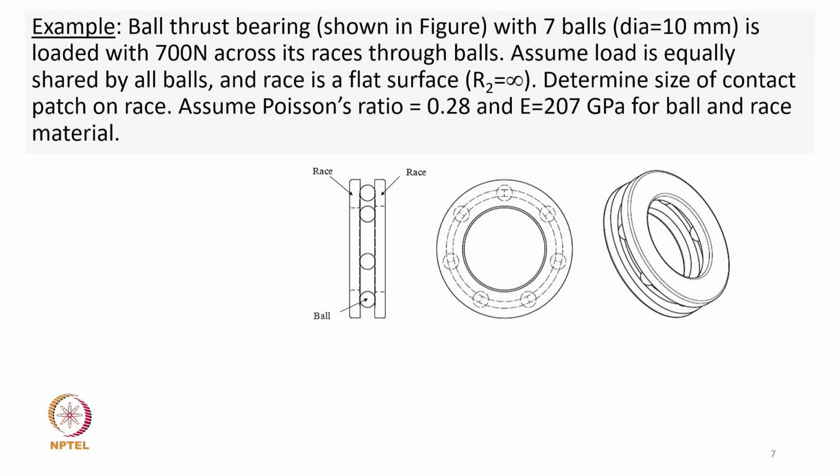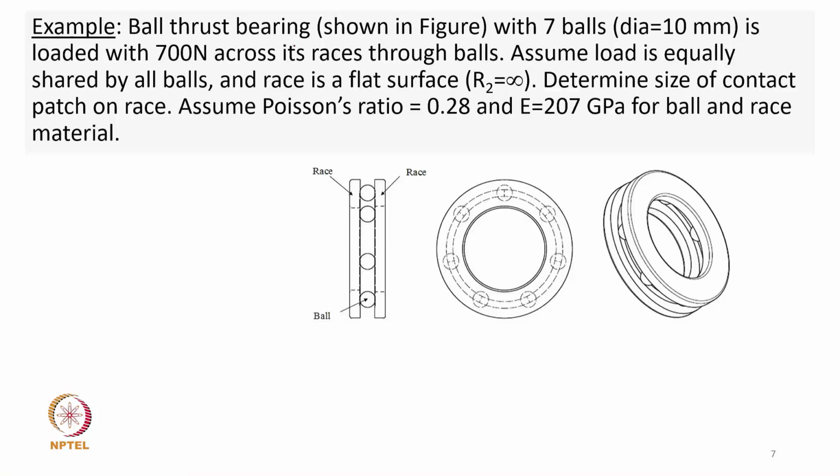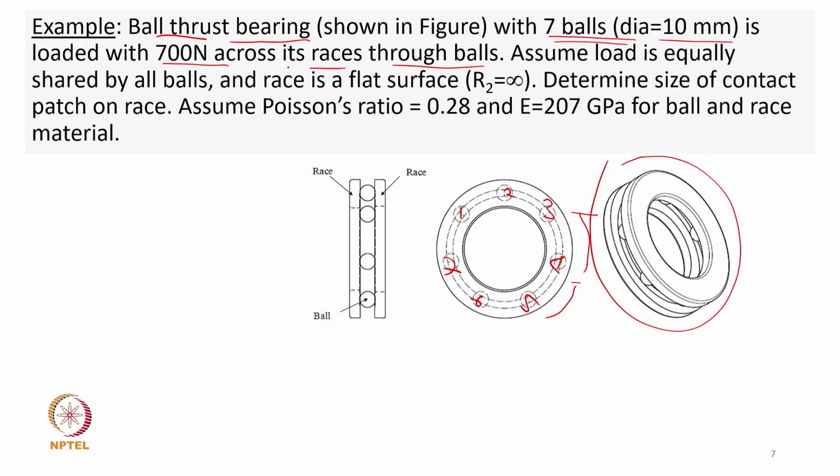To understand what I mentioned in my previous 6 slides, I have considered one example. Assume there is a thrust ball bearing, as given here. A thrust ball bearing looks something like this. It has 7 balls, you can see here 1, 2, 3, 4, 5, 6, 7. Every ball has a radius of 5 mm or diameter 10 mm. It is subjected to a 700 Newton load. We are assuming it is equally distributed, that means each ball will be subjected to 100 Newton load. Assume the load is equally shared by all balls.